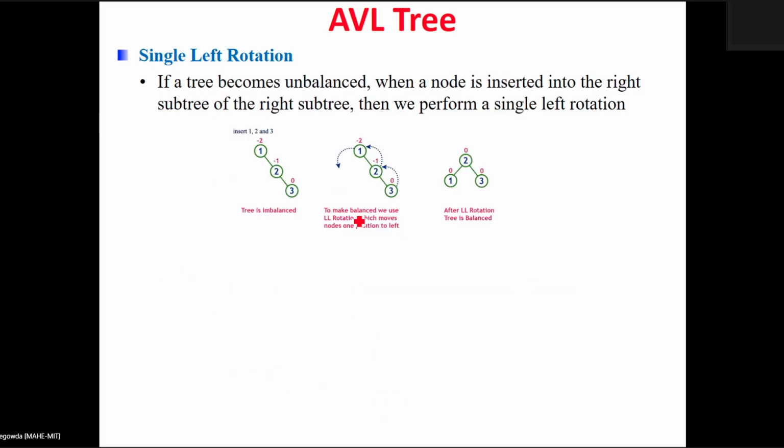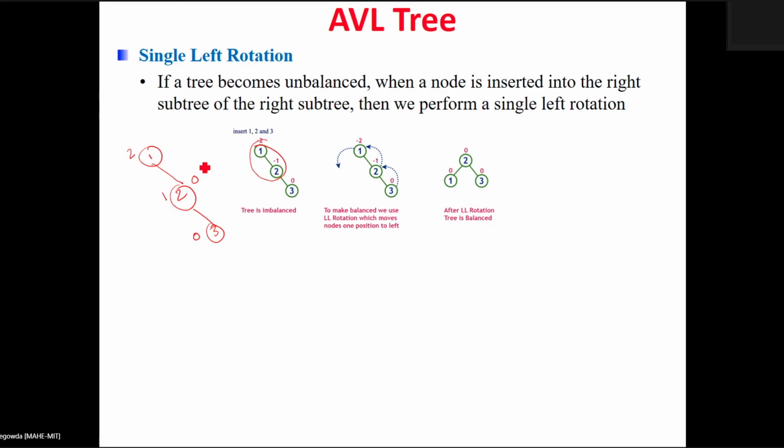Single left rotation, how exactly does it go? Say for example, you have a tree like this, 1 and 2. Let us assume that you are going to add the node 3. The balance factor of this 2 is 0 and the balance factor of this 1 is 1. If I add one more node, say 3, it is going to become the right of the node 2. Now newly you have to calculate the balance factor. The balance factor becomes 0 for 3, 1 for 2, and this becomes 2.